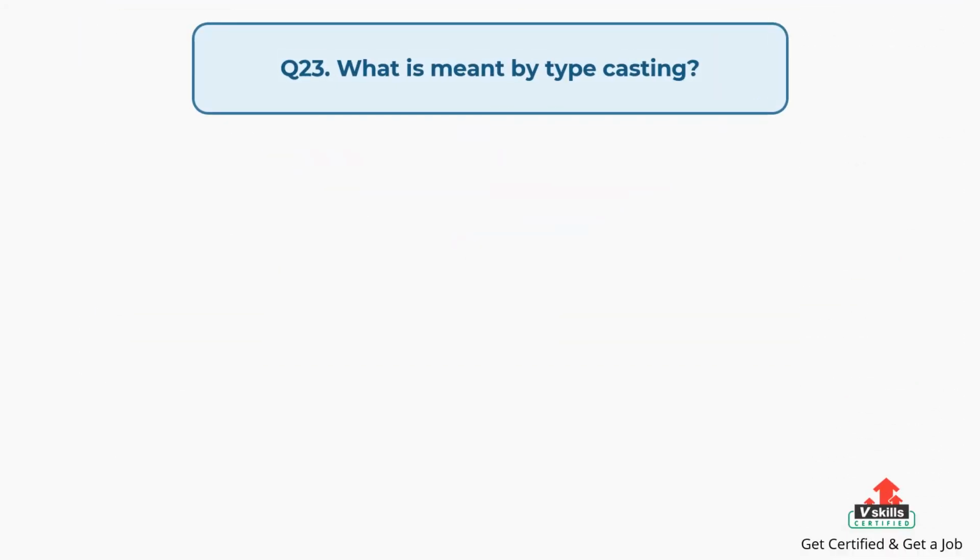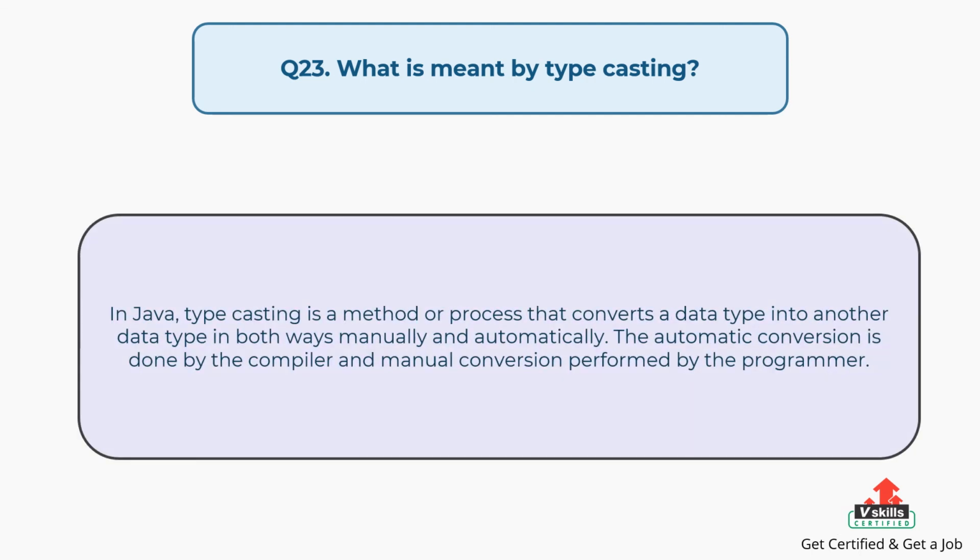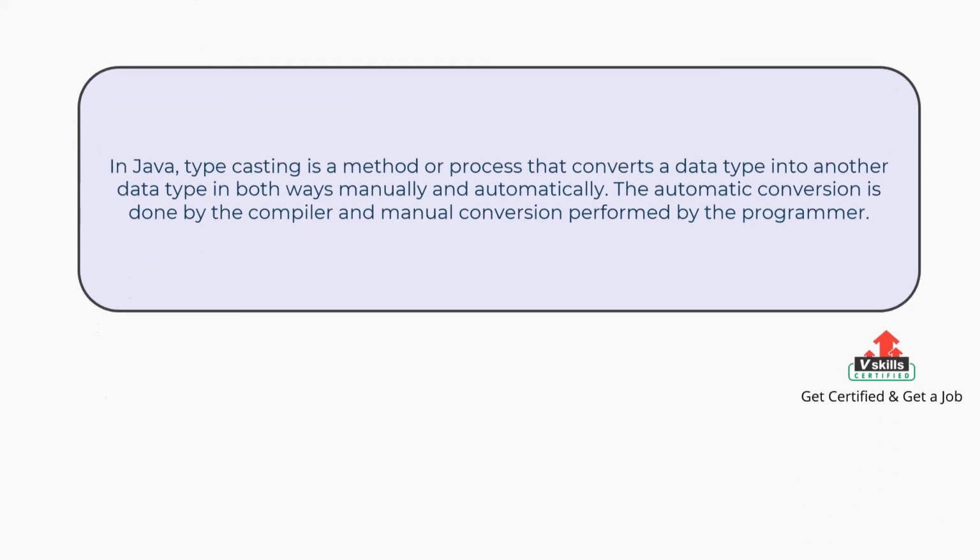Question number 23. What is meant by typecasting? The answer is, in Java, typecasting is a method or a process that converts a data type into another data type in both ways manually and automatically. The automatic conversion is done by the compiler and manual conversion performed by the programmer.